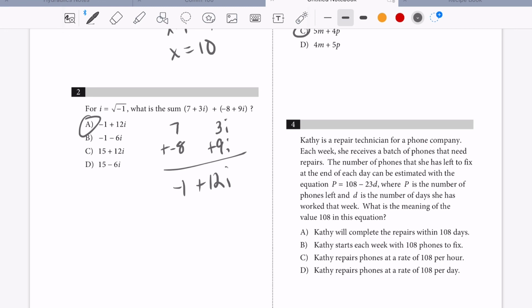Okay, so P is the number of phones left, and D is the number of days. So the factor of 23 times D is the number of phones she can complete per day. So 108 must be that she starts with 108 each week.